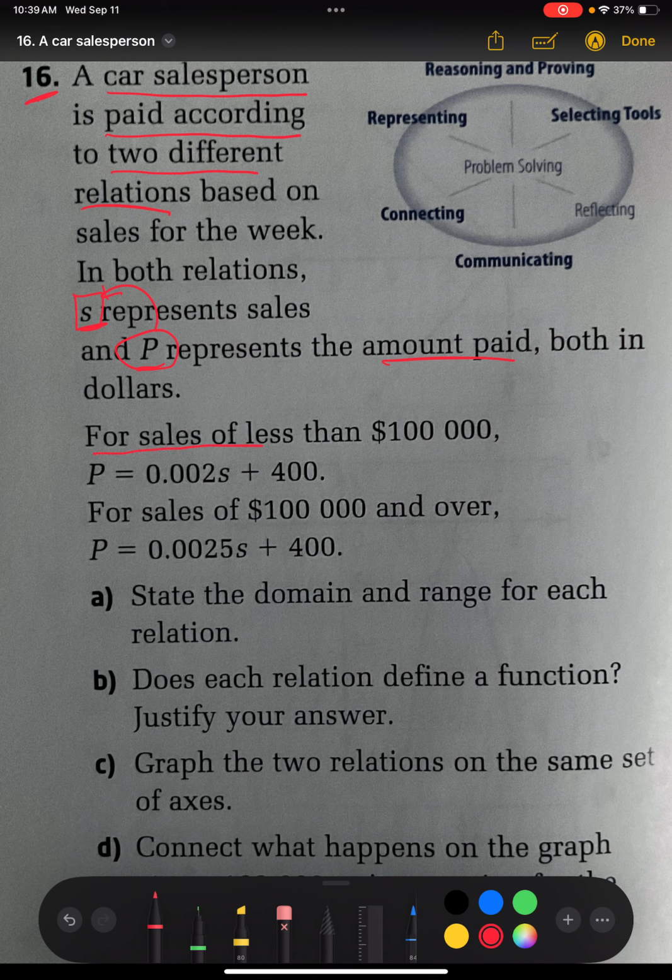So for sales of less than 100,000, P equals 0.002 S plus 400. And for sales of 100,000 and over, it follows this relationship. State the domain and range for each relation. Okay, so the domain for each relation is, well, sales.